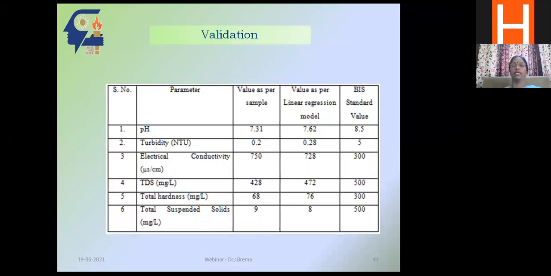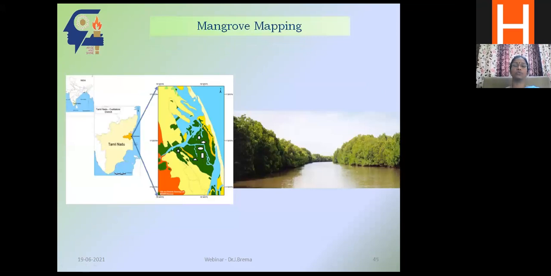And this was again compared with the values taken from the sample, so we could check it against the standard value. You can see the correlation between the two values was almost good. Okay, now I move to mangrove mapping.